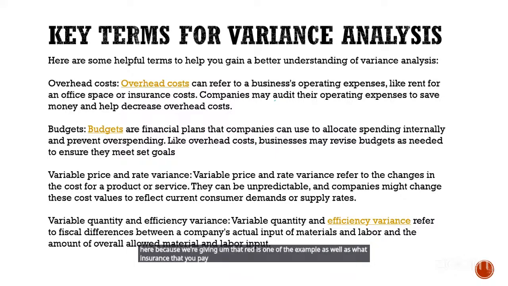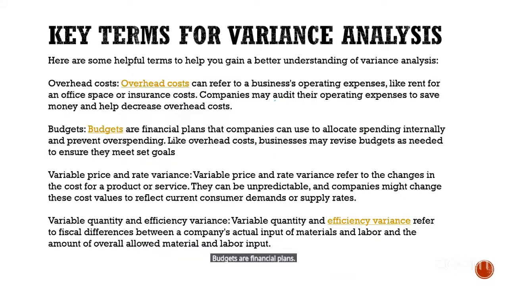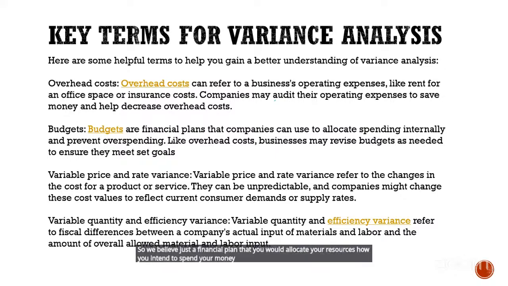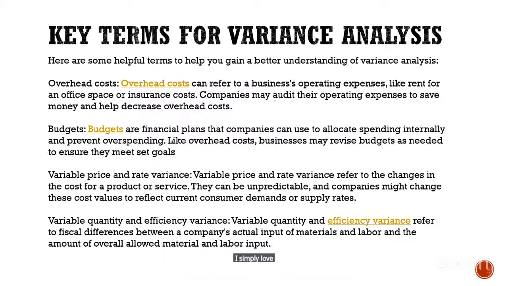Then we have budget. What are budgets? Budgets are financial plans that companies can use to allocate spending internally and prevent overspending. Like overhead costs, a business may revise a budget as needed to ensure they meet set goals. So a budget is just a financial plan to allocate your resources, how you intend to spend the money, and how you intend to generate that money, just like a futuristic plan of how you intend to get money and then how you intend to utilize that money in your business. As simple as that.